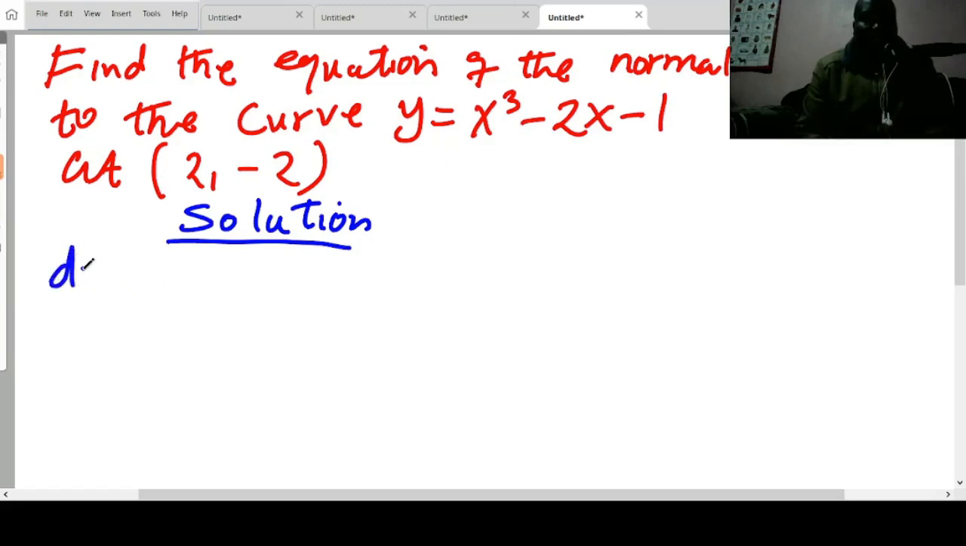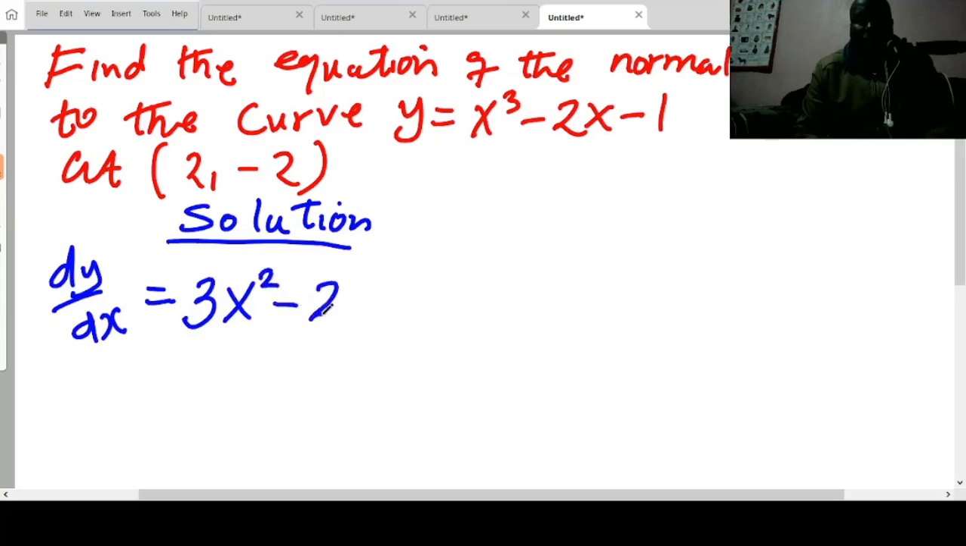So dy over dx is equal to, let us differentiate this one, 3x squared minus 2. And that is the gradient function. But at (2, -2), this is the x and this is the y. So we substitute the value of x inside here in the gradient function and get the gradient.